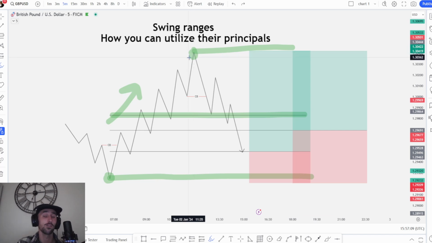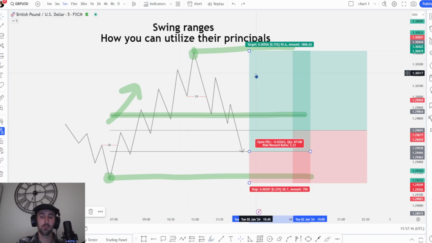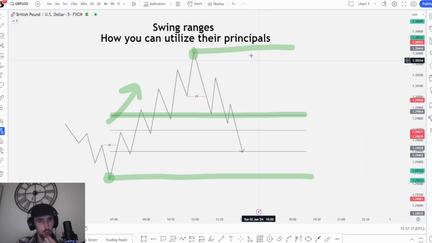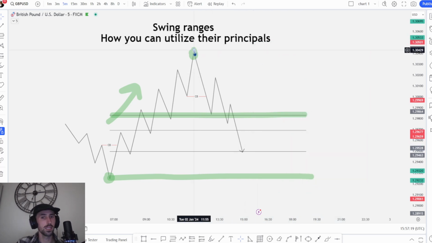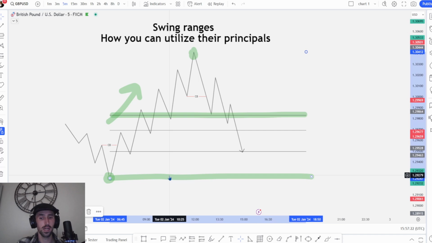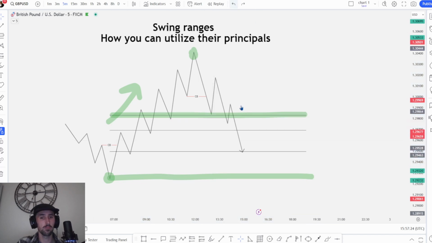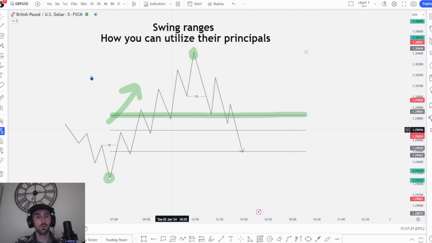Now, there are ways of adding confluence to this, and we're going to go into that now. So the number one thing is obviously applying some of the more intricate elements of price into the same rule and same narrative that we've just spoken about. Now, that principle is pretty simple.